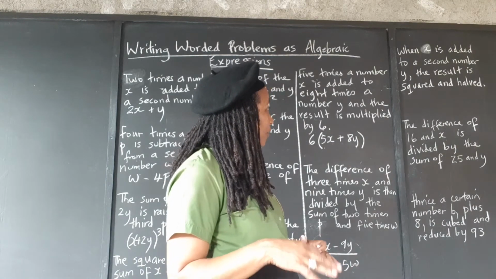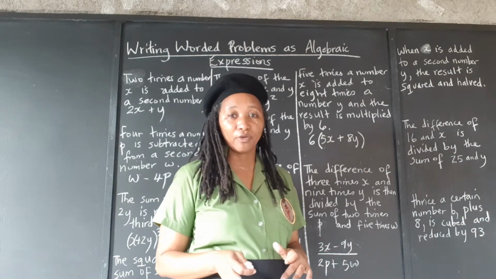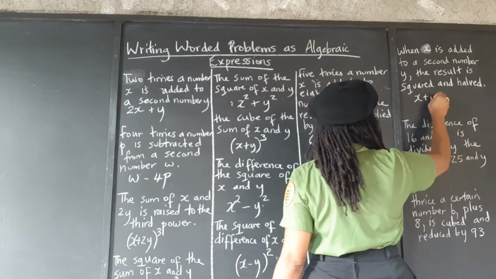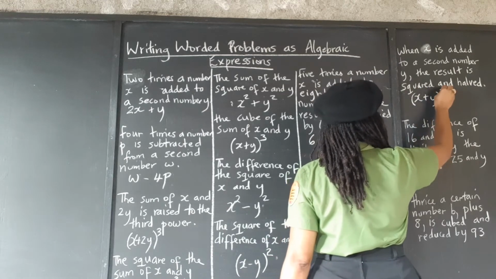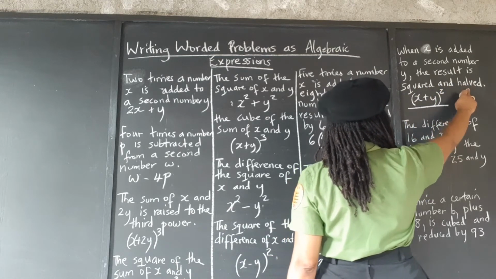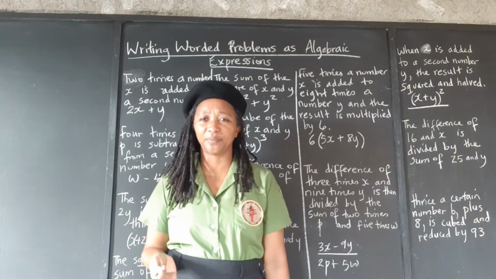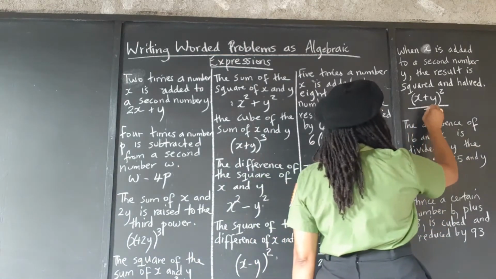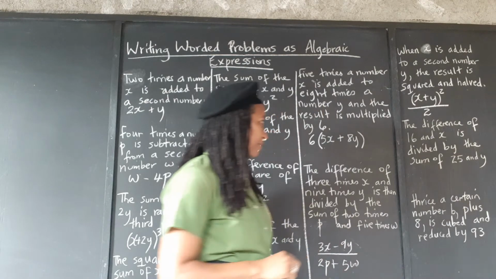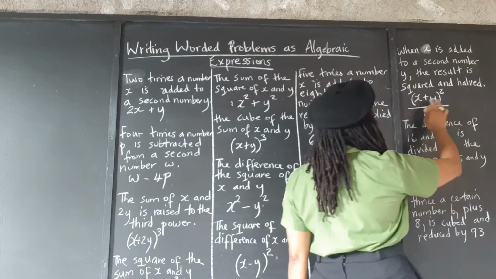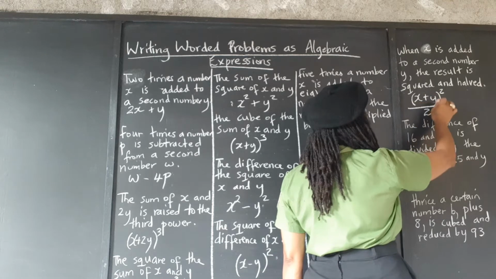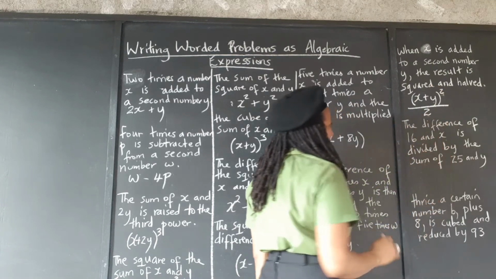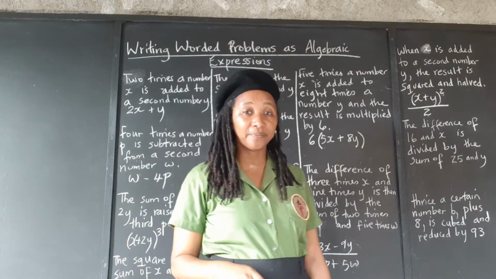When x is added to a second number y, the result is squared and then halved. So x plus y, that result is squared and then halved. What does it mean to halve something? To divide it by 2, right? So we can just put a 2 in the denominator there. So x is added to y, that result is squared, and then that result again is halved. It's divided by 2. You see that?